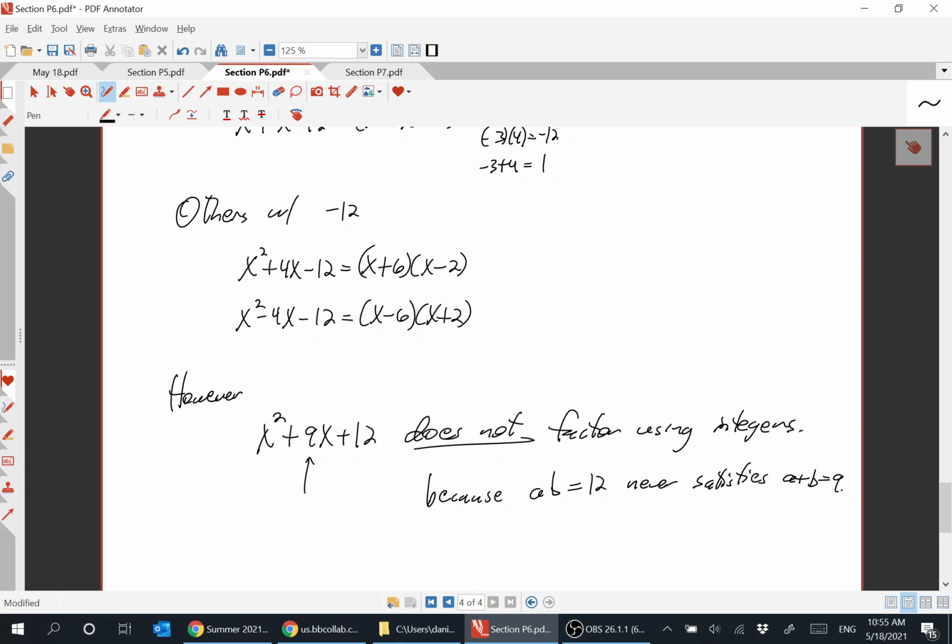So to answer your question, do polynomials always factor? The answer is no. As a matter of fact, they usually don't. But we have to learn to deal with those that do. So we do a lot of practice with those that do factor.